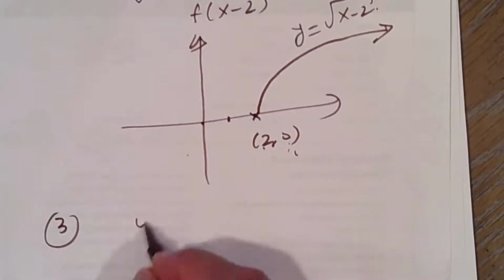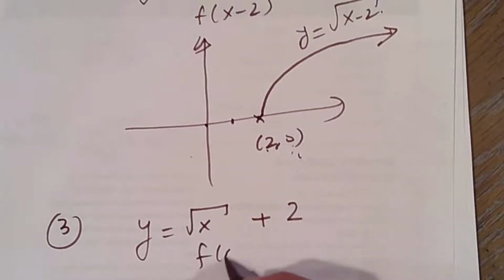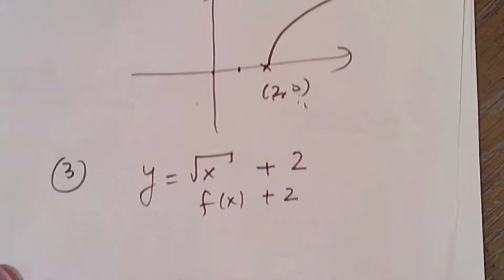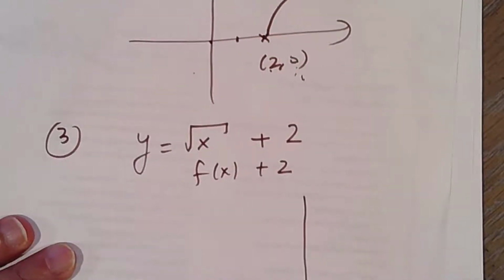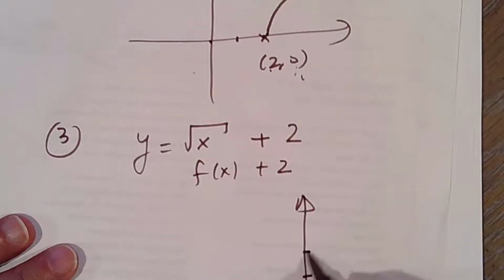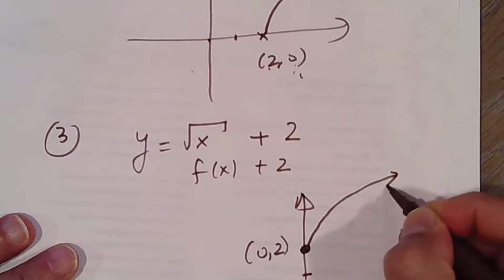Number 3, y equals square root of x plus 2. This is f of x plus c, where c is positive. So you're going to move up 2. Again, you start with the basic point, 0, 0. You move it up 2, so you're at 0, 2. And then you copy and paste. That's all you need to do.